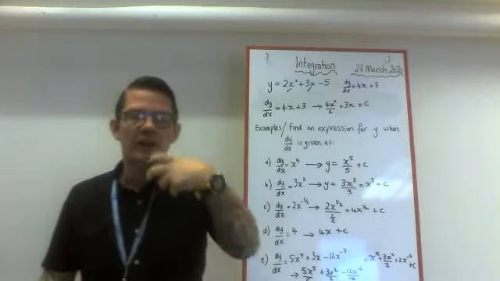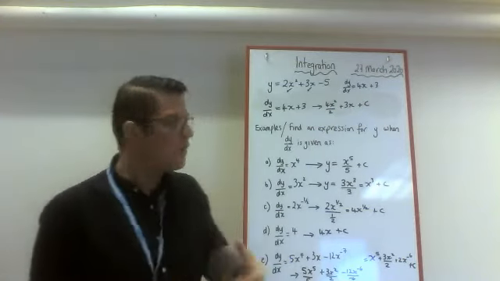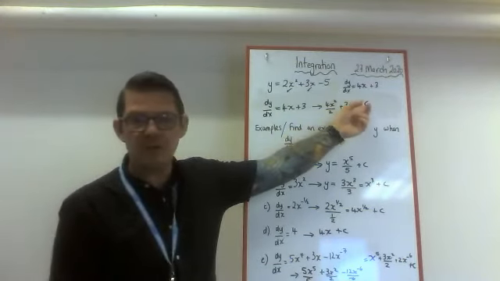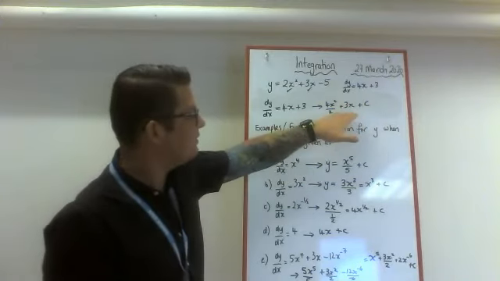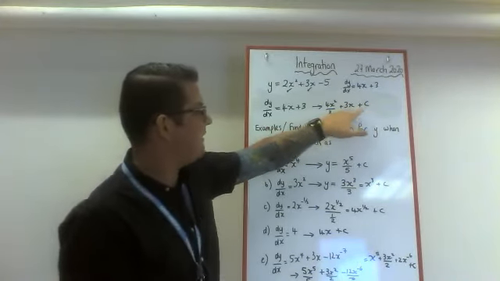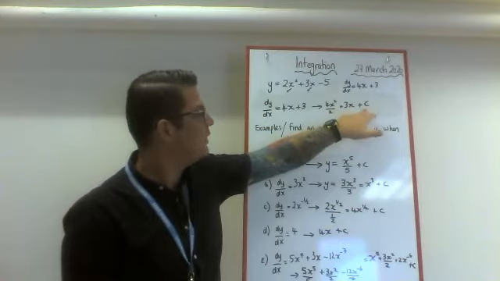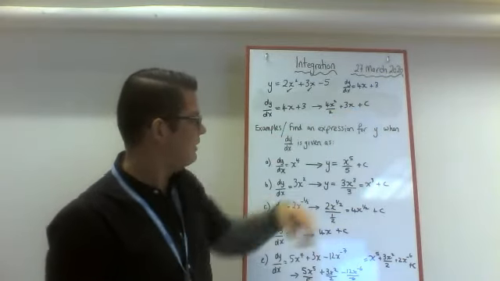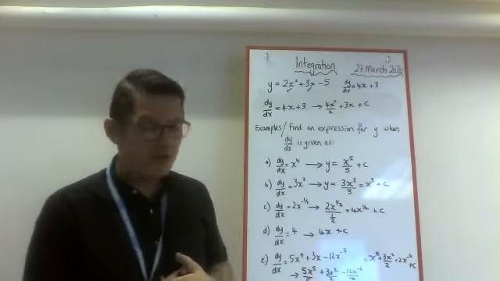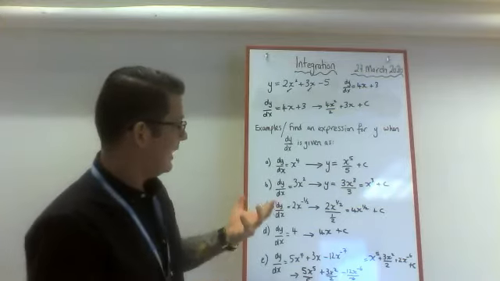This is why we call it an indefinite integral, because we don't actually know what this plus c is. And in fact, we have here a family of curves, we call it, because we could put any value of c in there and it will give you a different curve that we're looking at.